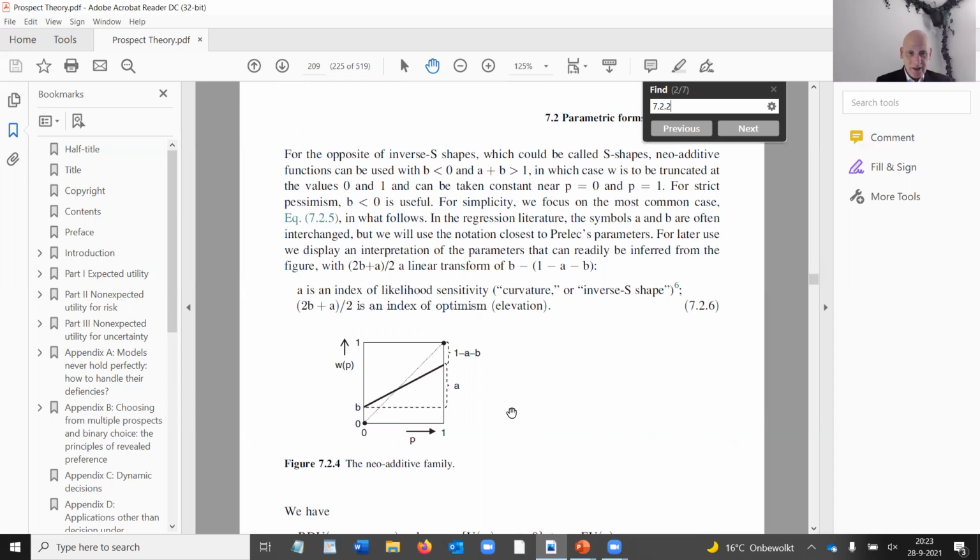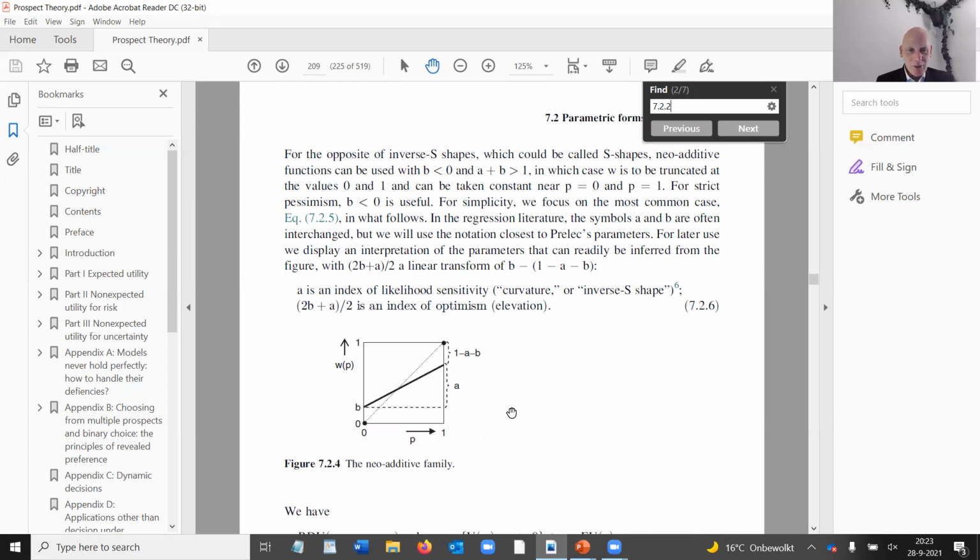Then A is an index of insensitivity, and for instance, the area under the curve can be taken as an index of elevation, of optimism, and that can be seen as B plus A divided by 2, or a linear transformation of that. So anyway, in that manner, you can also use the neo-additive family to fit data and then get indexes. But then these indexes turn out to be quite good. They have all kinds of good properties, and even if the neo-additive family is not fitting the data so well, the indexes that you derive from it very well capture all kinds of things going on empirically and psychologically in the minds of people.